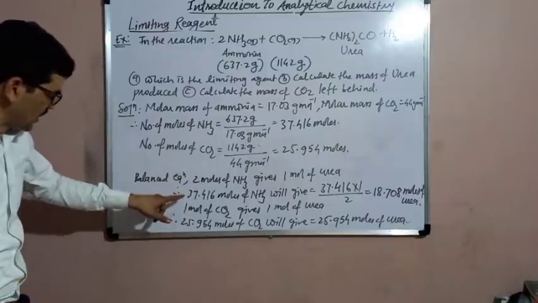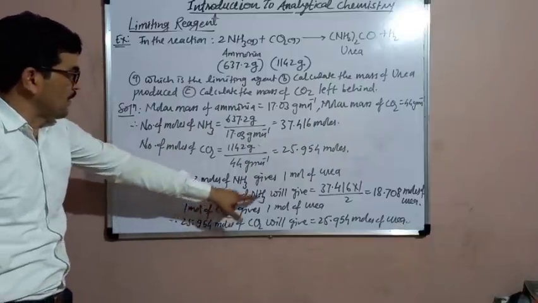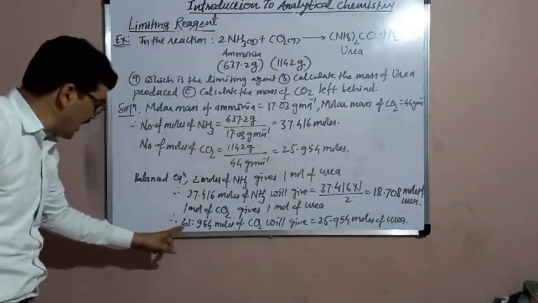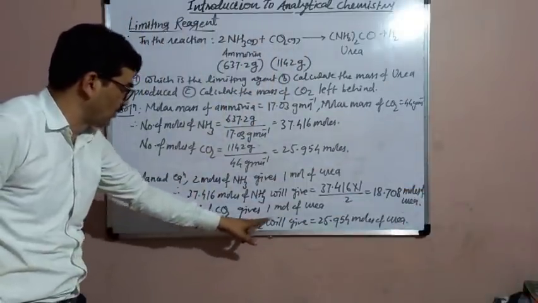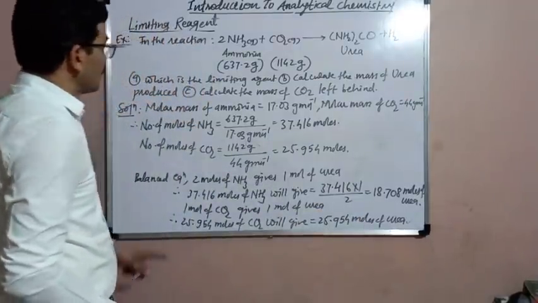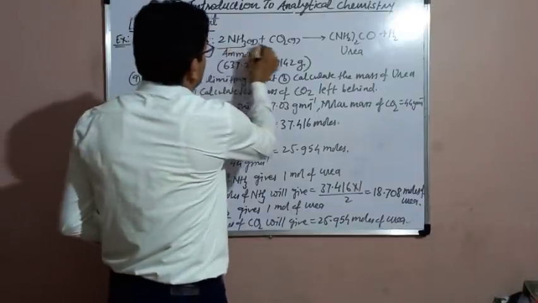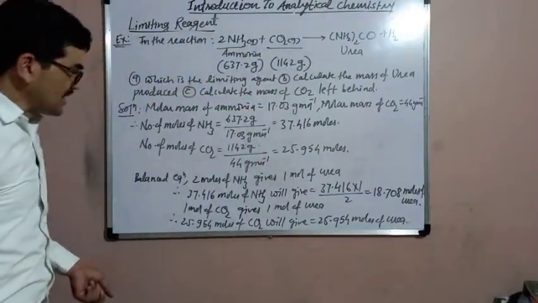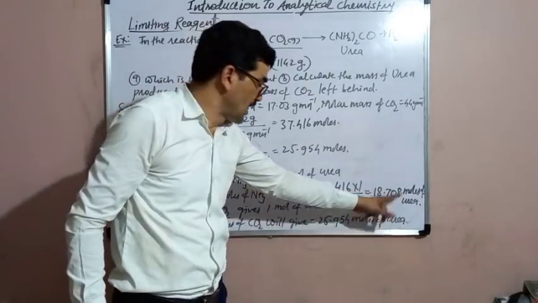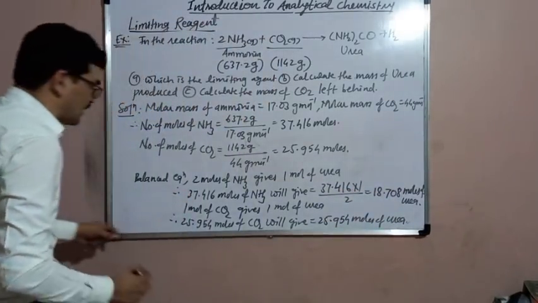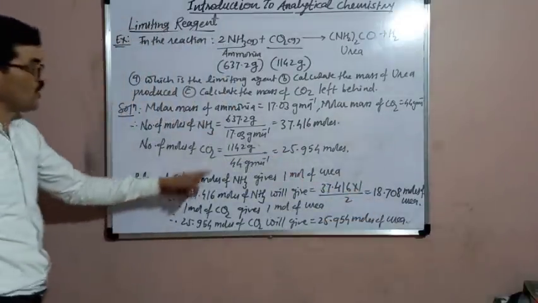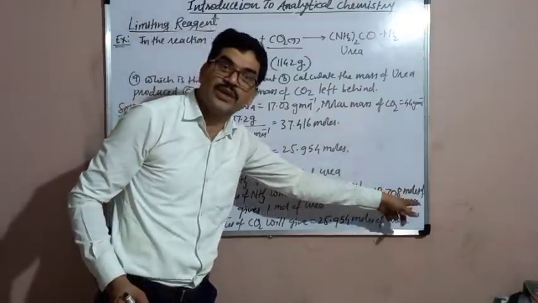It is very easy. See here, 37.416 moles of ammonia gives 18.708 moles of urea, and 25.954 moles of CO2 will give 25.954 moles of urea. So here, out of these two reactants, you can see which reactant gives the lesser number of moles of urea. Compare. Out of these two reactants, which reactant gives the less number of moles of urea? Ammonia gives the less number of moles of urea.